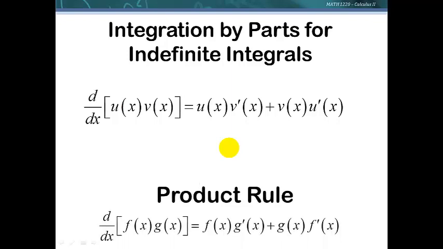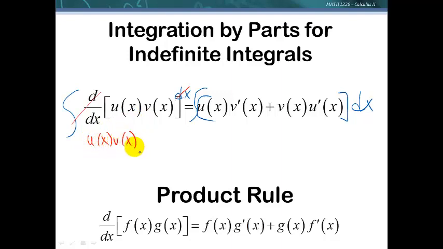If we called them f and g or u and v, it works the same. So the derivative of these is first times the derivative of the second plus the second times the derivative of the first. Now we're going to integrate both sides with respect to x. On the left-hand side, we can apply the fundamental theorem of calculus, and that will leave us u of x, v of x. And the right-hand side is the integral of a sum, so we can write it as a sum of two different integrals.